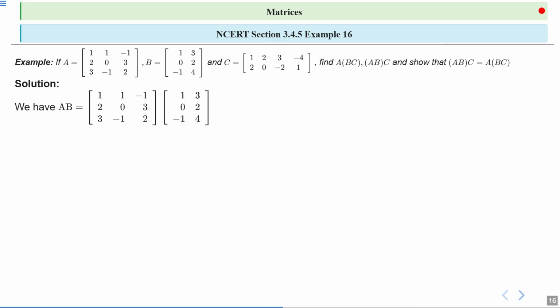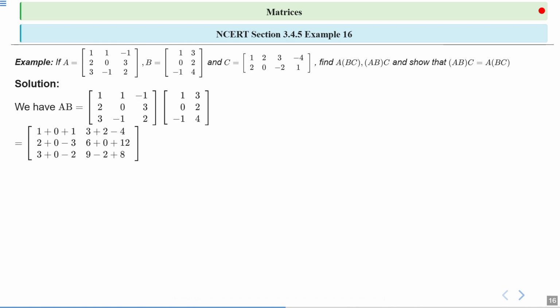We have matrix A, which is a 3 into 3 matrix, and matrix B, which is a 3 into 2 matrix, right? So when multiplying these matrices, we will take each row of A and multiply it by each column of B, summing the products to get each element of the resulting matrix. So AB is equal to matrix A, 1, 1, -1, 2, 3, 2, 0, 3, 3, -1, 2, into matrix B, 1, 3, 0, 2, -1, 4.